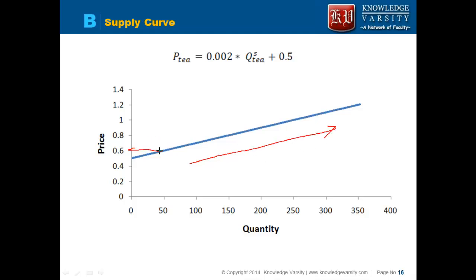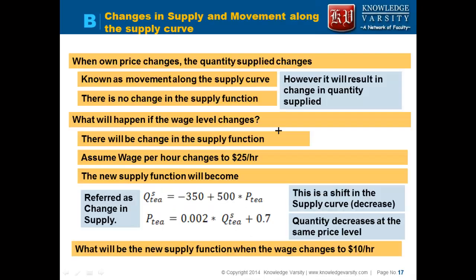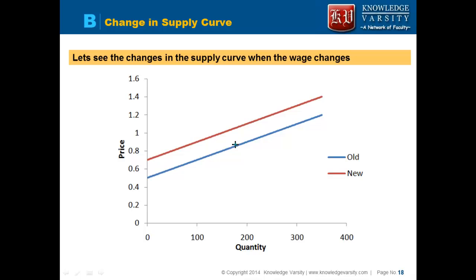That is, as the price is increasing, you find that people are supplying more and more quantity. At 0.6 you are supplying this quantity, at 0.8 you are supplying this quantity, that is, the quantity supplied is increasing, right? Again we have seen that there is a movement along the supply curve and there is a shift in the supply curve. Movement along the supply curve will happen when the price changes. When the price of tea changes, you will find that movement. When the wage level changes, you will find that there is a shift.